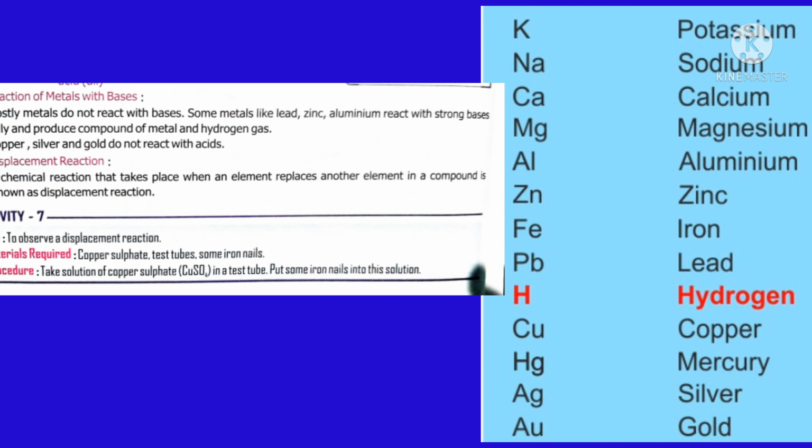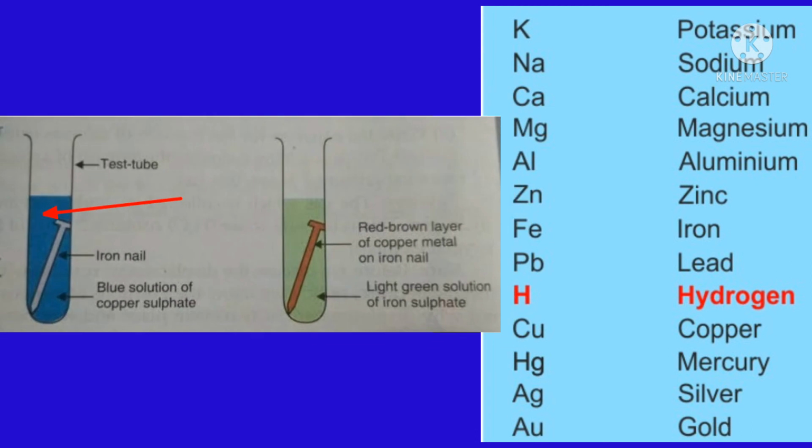Now let's move on to activity 7 to observe the displacement reaction of copper salt with iron nail. Here the materials required are copper sulfate, test tube, and iron nail with a thread. Now you are going to take the copper sulfate solution, which is blue in color, and to that you are going to add some iron nail.